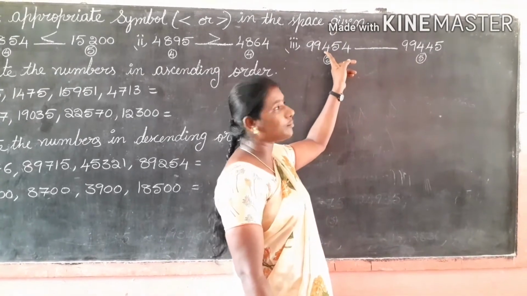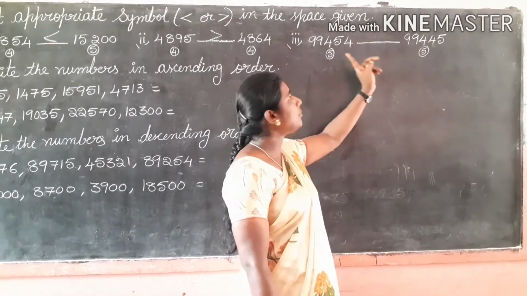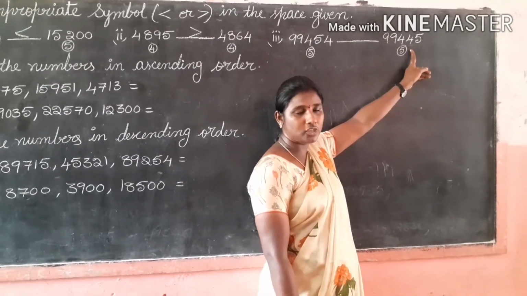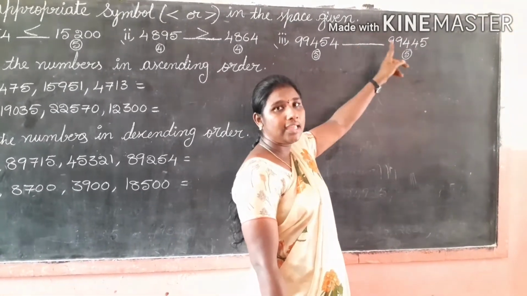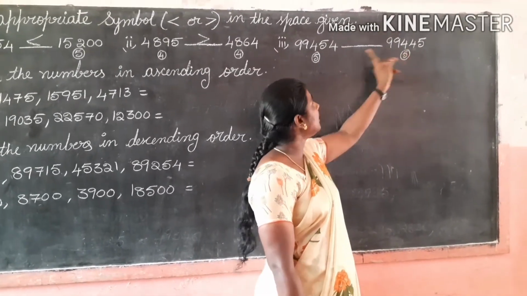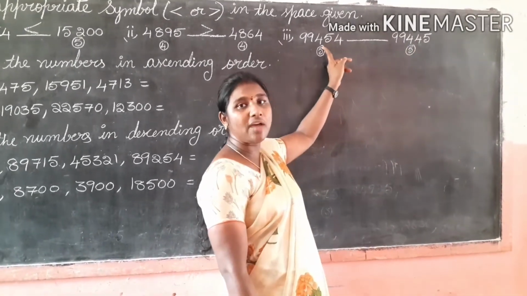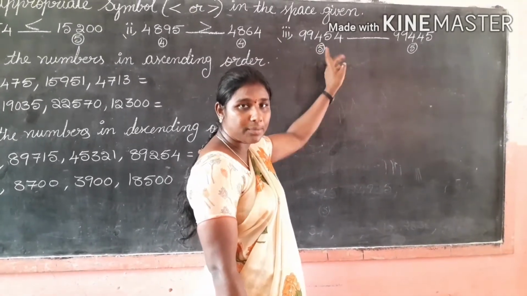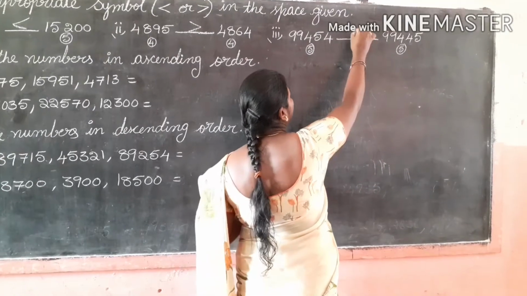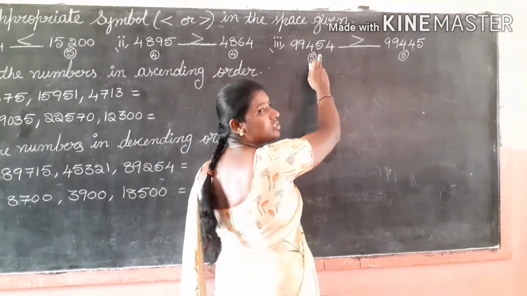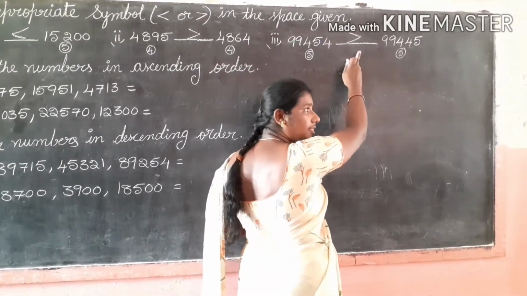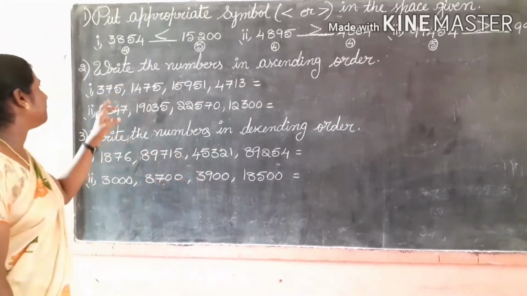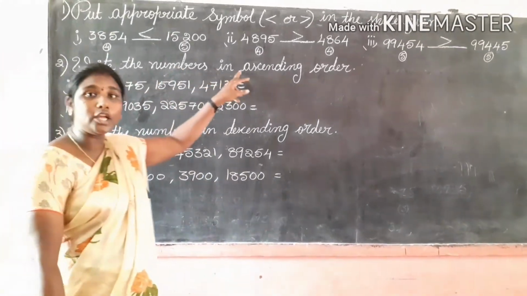Next number we have to check, both contain 4. Next number we have to check, here it is containing 4, here it is containing 4. Sorry, here it is containing 5, here it is containing 4. Now in these two, which is the big number? The one having 5 is the big number. So 99,454 is the big number. We have to use the greater than symbol here also. 99,454 is greater than 99,445.